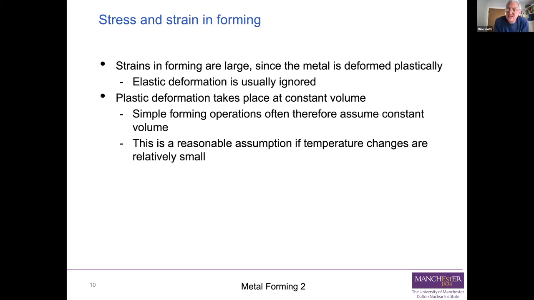Because plastic deformation takes place at constant volume, then we often make a constant volume assumption for doing calculations on simple forming operations, because it's actually pretty good. If the temperature changes are relatively small, it's a good assumption. So if in your hot forging, it's not cooling down very much, then you can assume it's a constant volume process. If you allow it to cool a lot during the process or heat it up a lot during the process, you might start worrying about thermal expansion or contraction. But for the sort of calculations we're going to do, we're going to assume this is an isothermal process. We're not going to let it heat up or cool down too much.